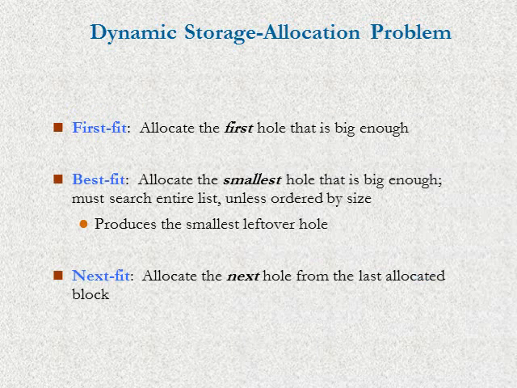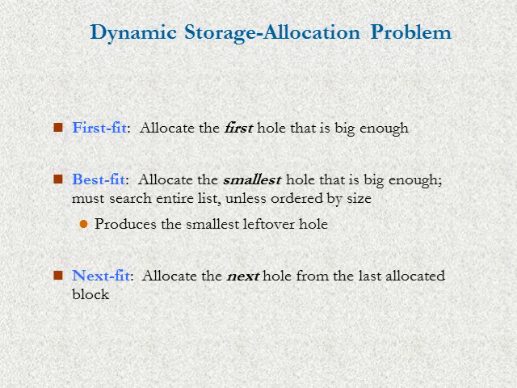Here we have a summary of the three methods that are used in dynamic storage allocation. The first method is first fit, where we begin our search for a hole from the start of the main memory, and the first hole that we find that is big enough to accommodate that process is allocated to that process.